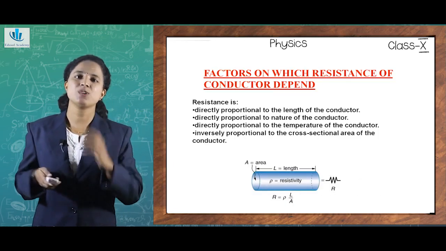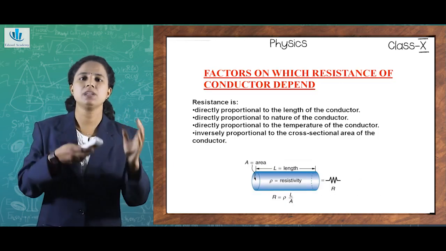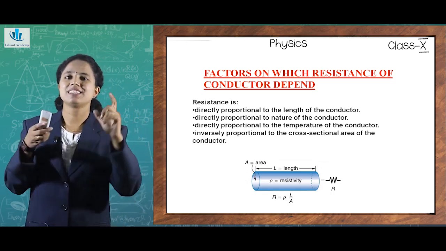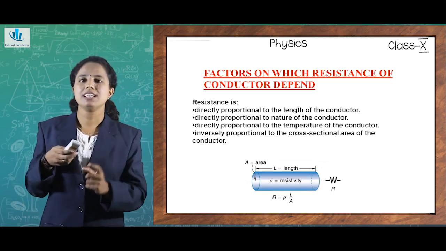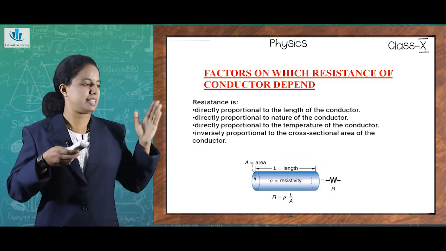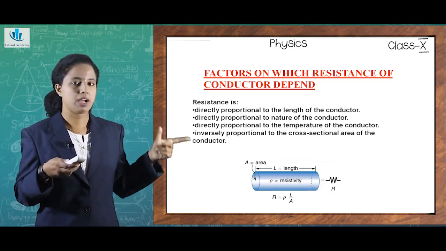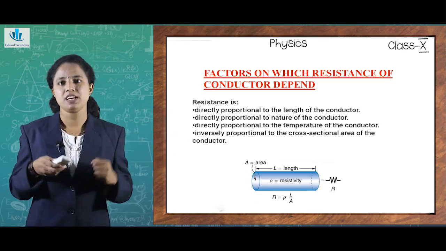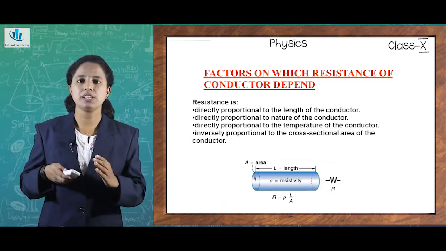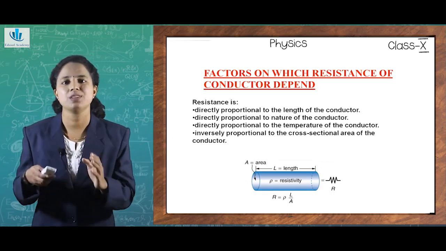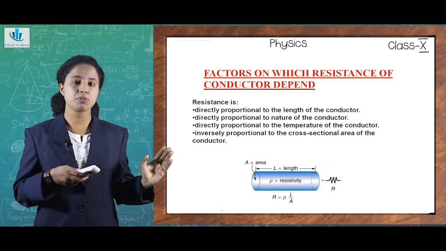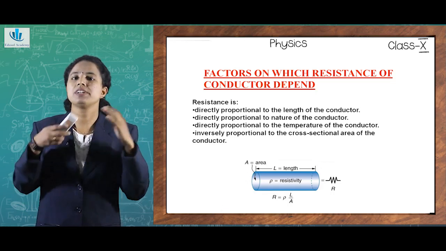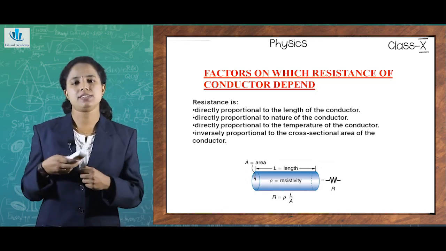There are different factors on which the resistance of a conductor depends. If I am taking a particular material, its resistance is directly proportional to the length of the conductor. Here, the length is denoted as capital L. So if we want resistance to increase, we need to increase the length of the conductor. It also depends on the nature of the conductor, and resistance increases if the temperature of the conductor increases.